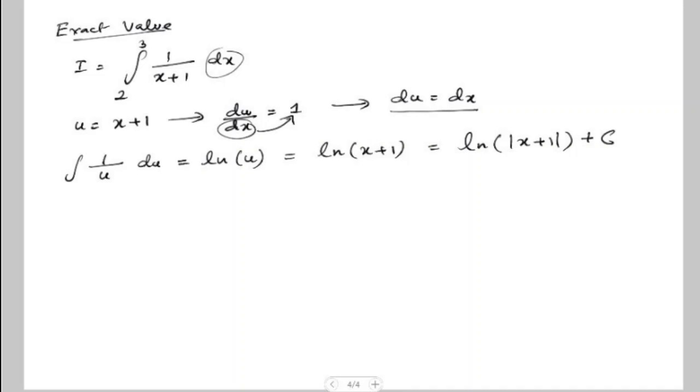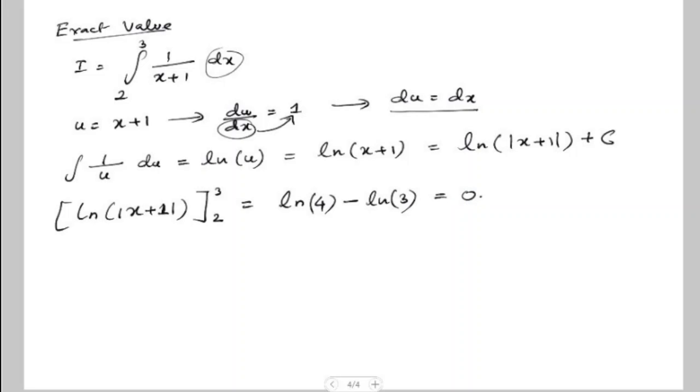And now if we try to integrate it between the interval, we'll have ln of x plus 1 to be integrated between the interval 2 to 3. So that will be ln of 3 plus 1, which is 4, minus ln of 2 plus 1, which is 3. And that gives us the exact solution now, which is 0.2876820720725.